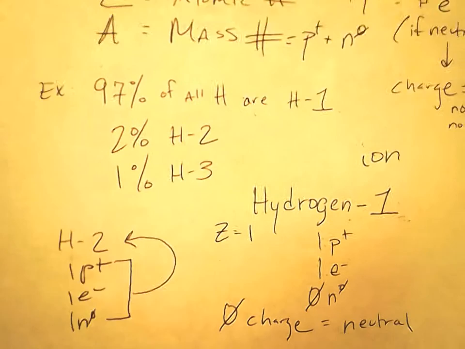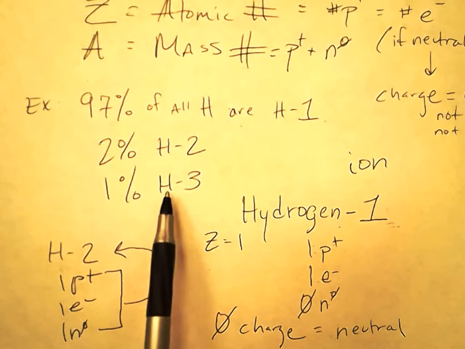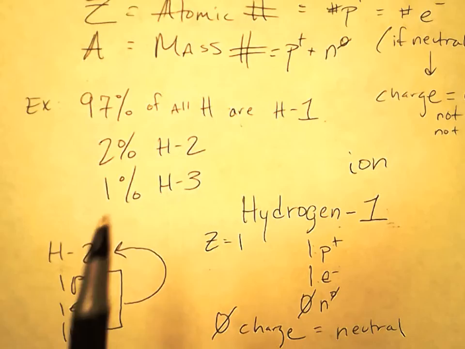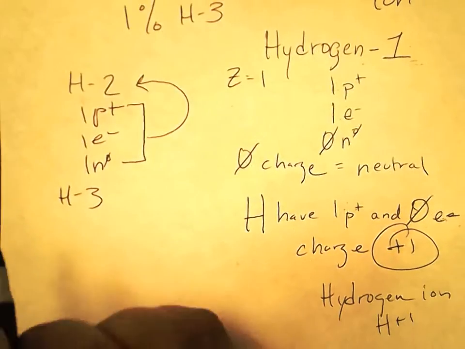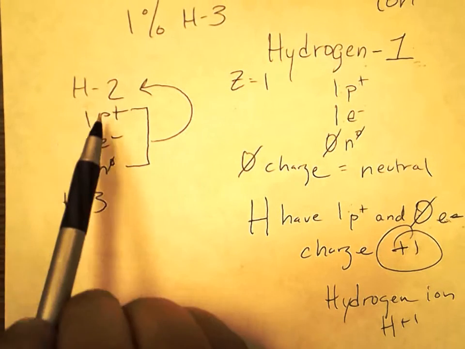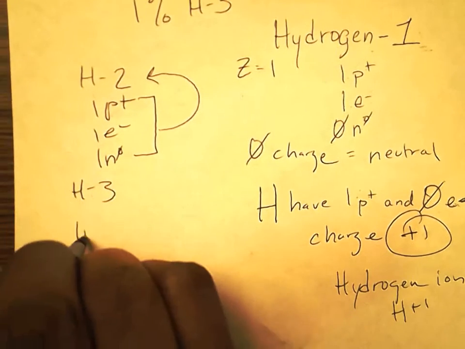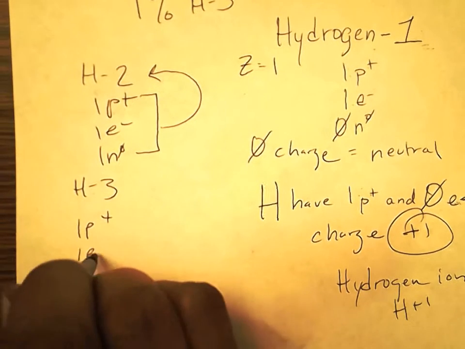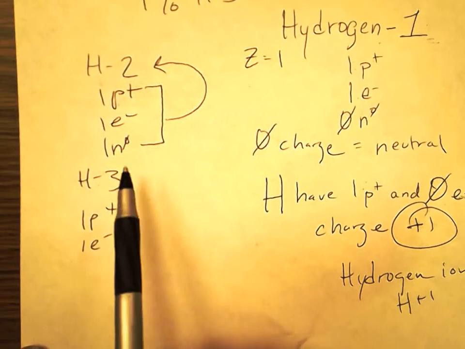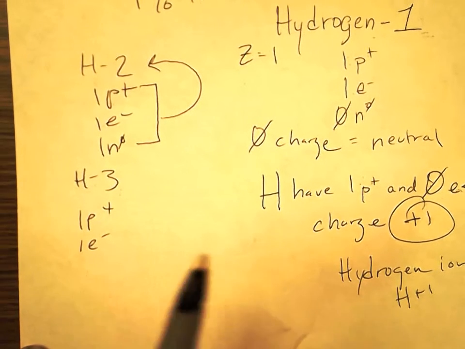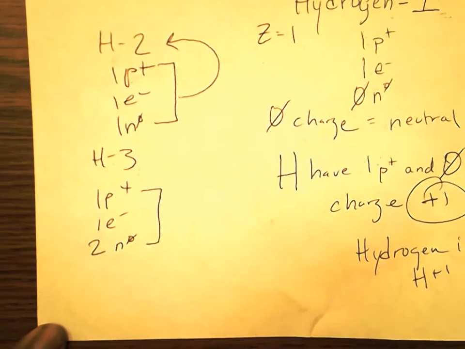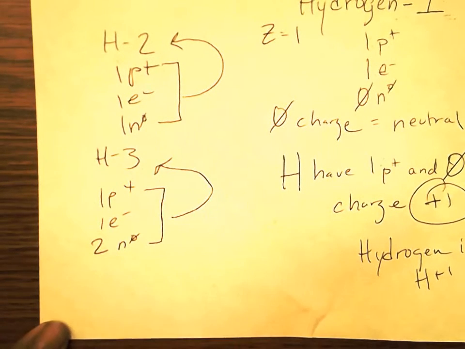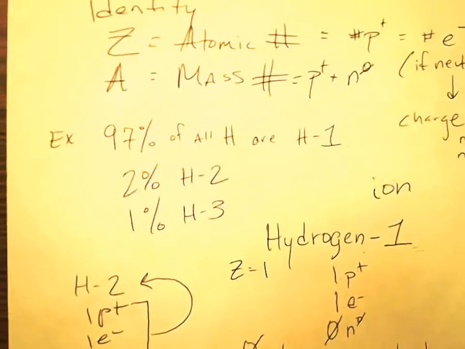And then you have H3, 1% of all of the hydrogen in the world is H3. So here's H3 now. If I'm hydrogen, once again, my Z is 1, so I only have 1 proton. I still only have 1 electron. But now if my mass is 3, how many neutrons must I have? I must have 2 of them now, because your protons plus your neutrons get you the mass number. 1 plus 2 gets you 3. So then how do I get the average atomic mass?